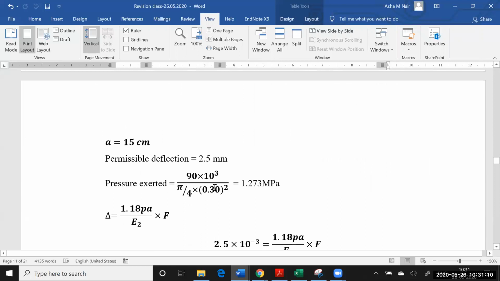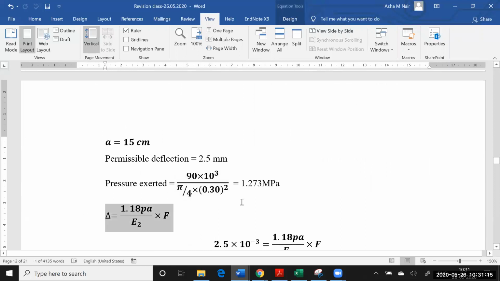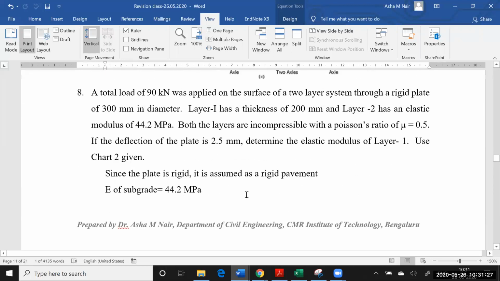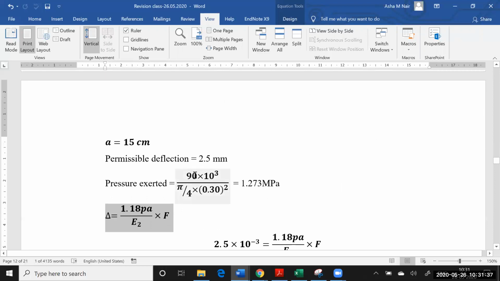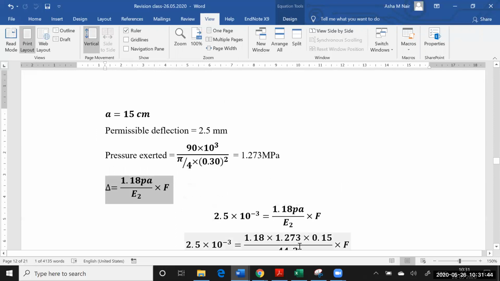and the deflection equation is given by 1.18 into P into A by E2 into F, where E2 is the modulus of elasticity of the bottom layer, and F is a deflection factor, which is considered as 1 when you start with the subgrade. P is the contact pressure. What is the contact pressure? You have to estimate it, it is not given directly. It is 90 kilonewton and 300 mm diameter, so 90 kilonewton divided by area, you get 1.273 MPa, or 1.273 into 10 to the power of 6.